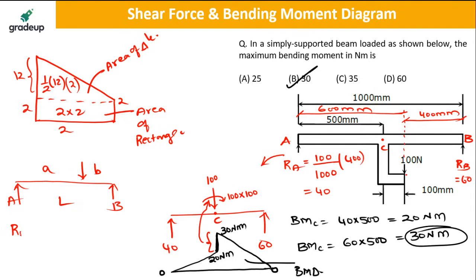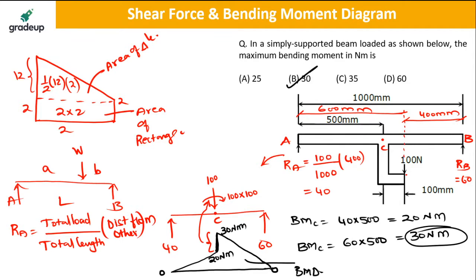So your RA is equal to total load on the beam, W, divided by total length between the supports, and distance of the load from the other end. So this is equal to W divided by length L, distance of load from other end is B. So W B by L is the answer for RA.